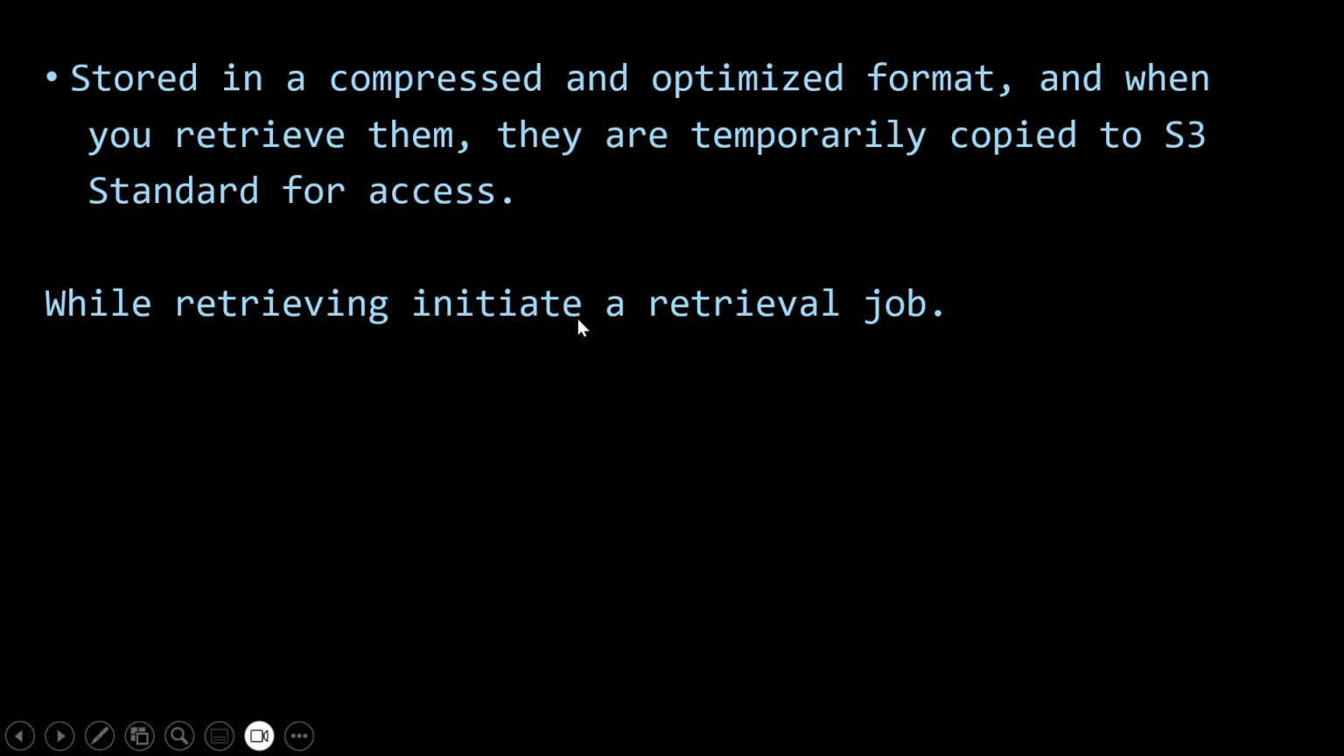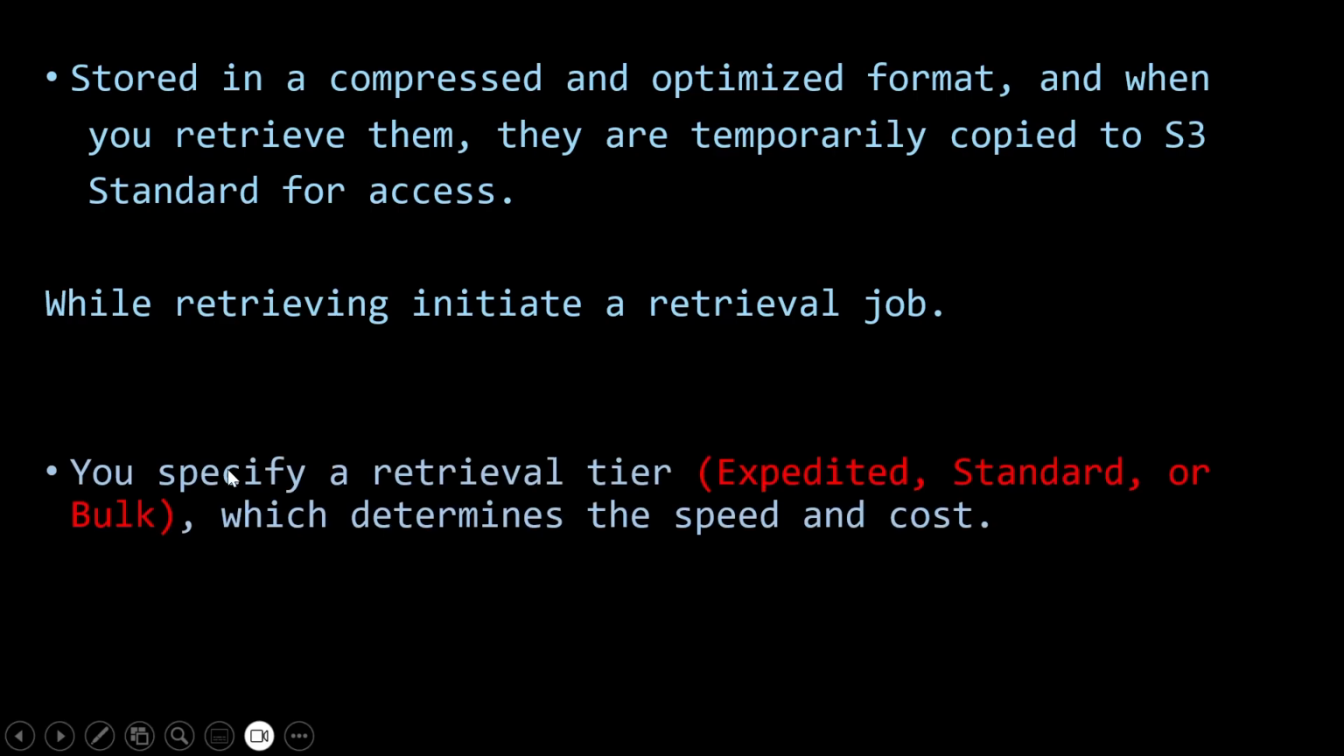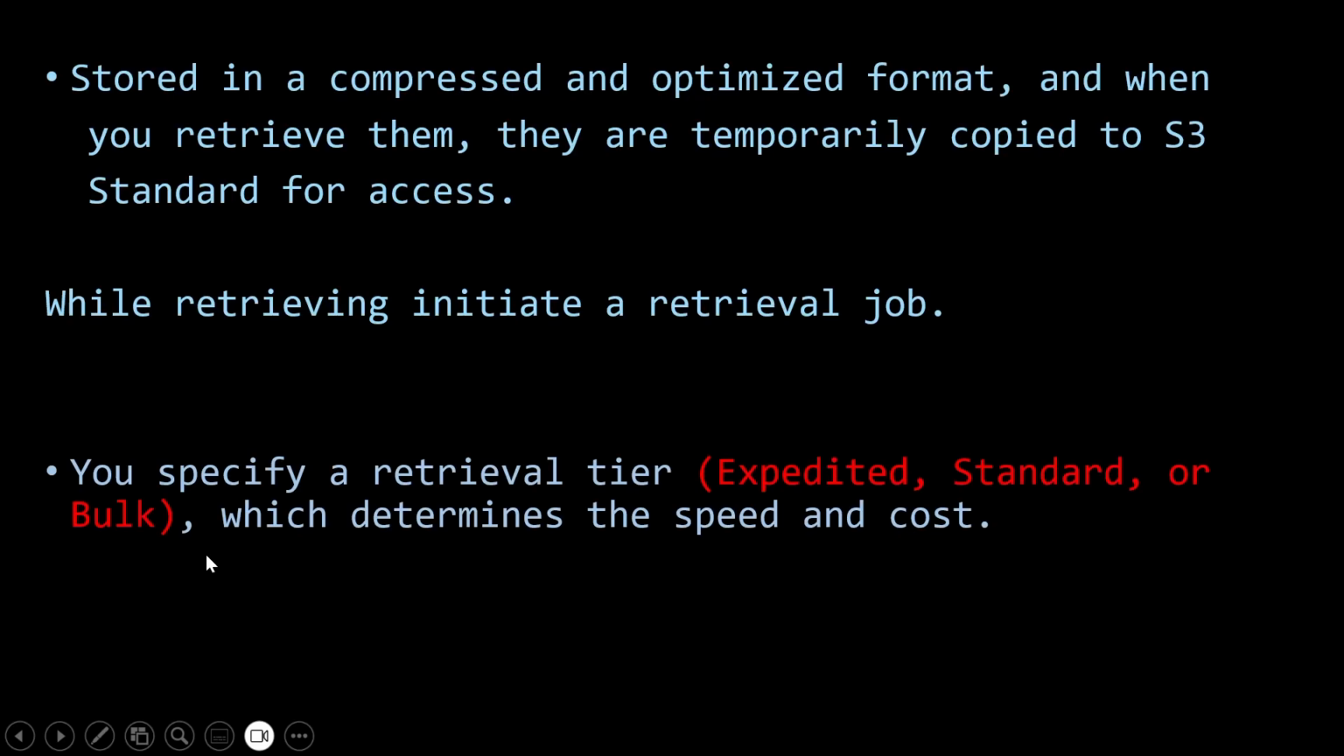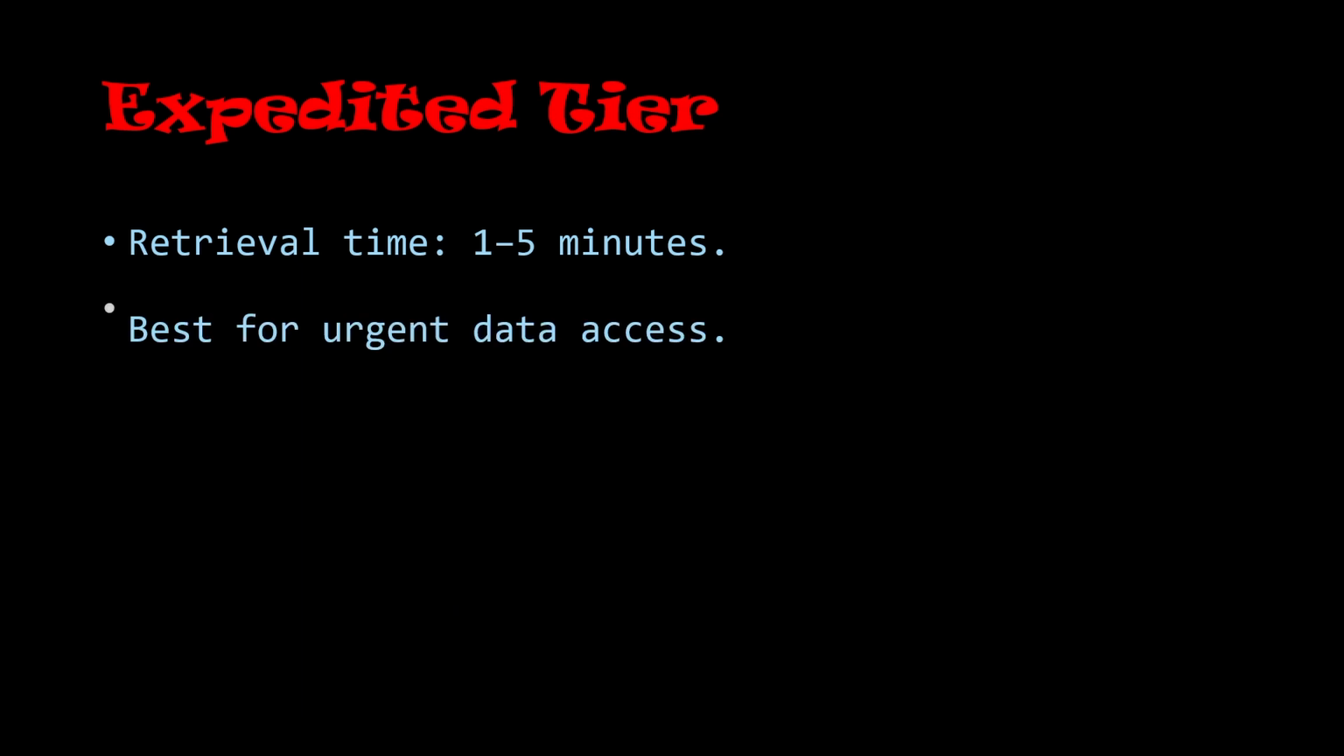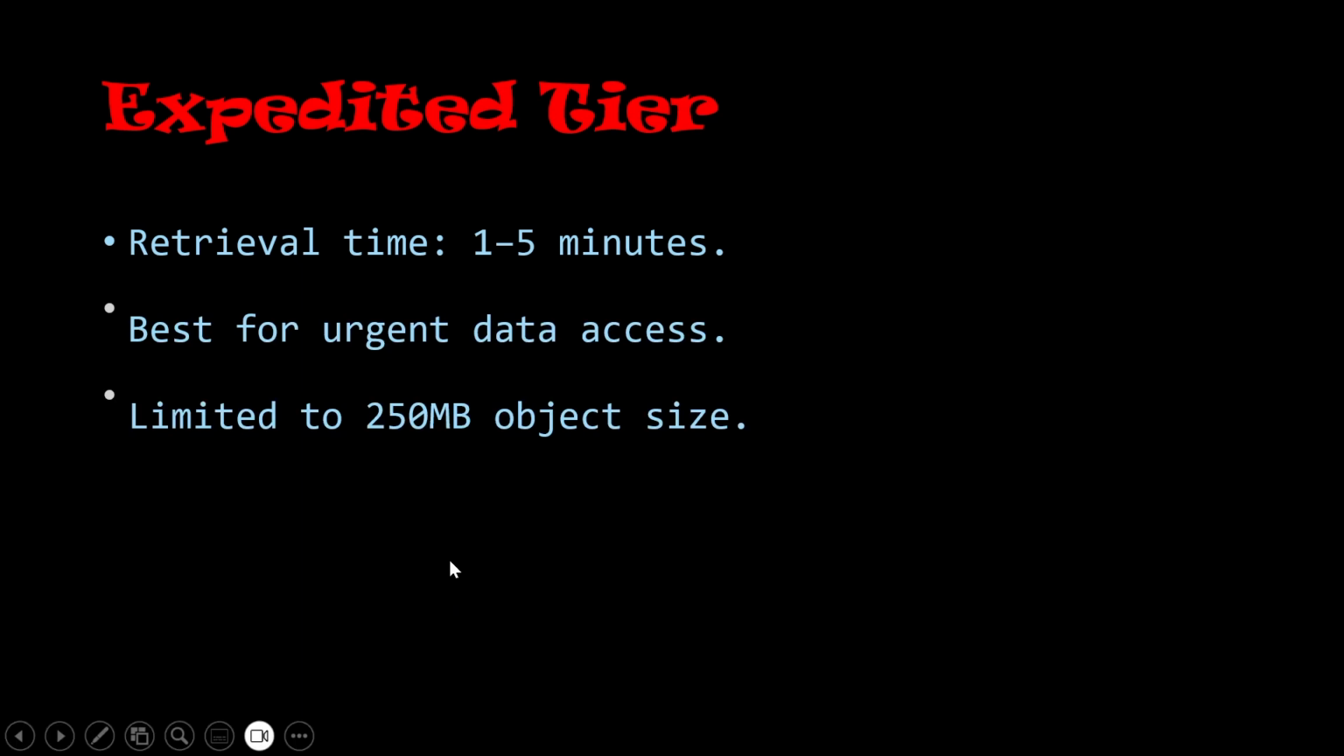While initiating a retrieval job, you need to specify a retrieval tier, which determines the speed and cost. S3 Glacier Flexible Retrieval storage class offers 3 retrieval options based on your needs: Expedited retrieval tier, Standard retrieval, and Bulk retrieval. In the Expedited retrieval tier, retrieval time is 1 to 5 minutes. It's best for urgent data access, but the object size is limited to 250 MB. This is the cost per GB retrieved.